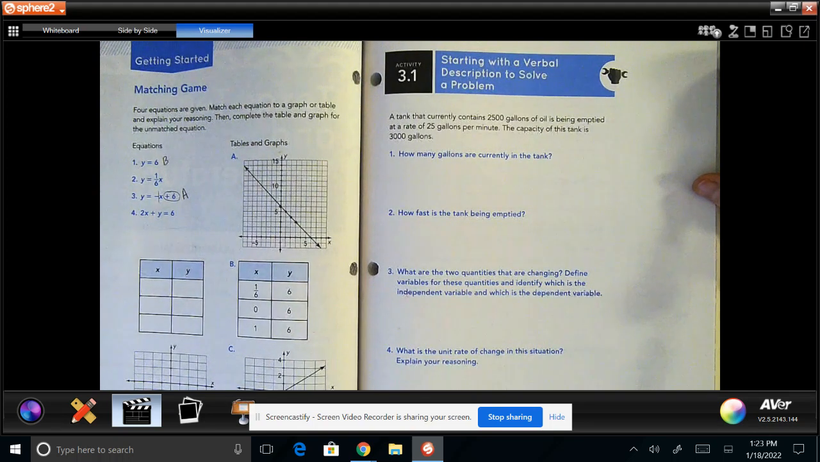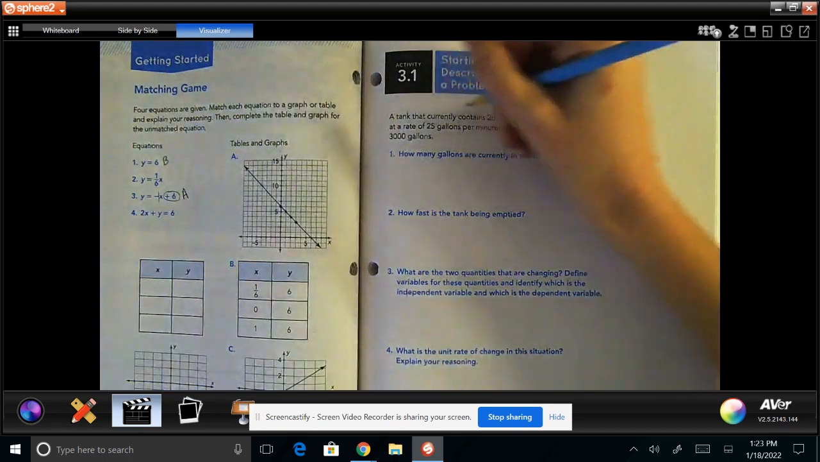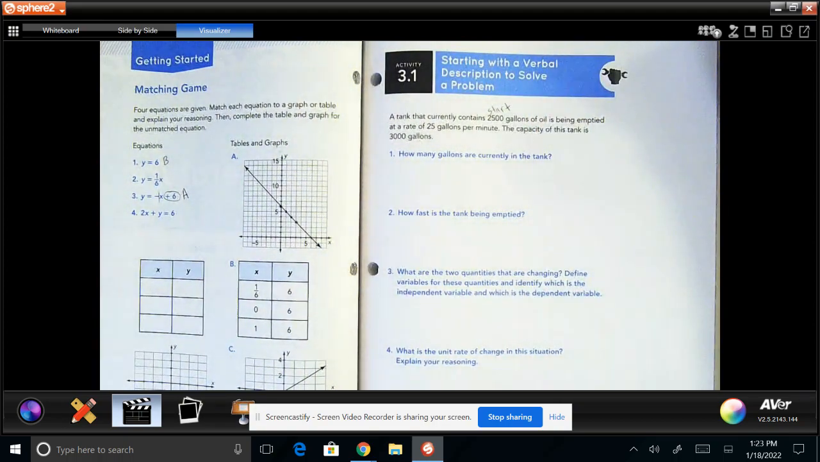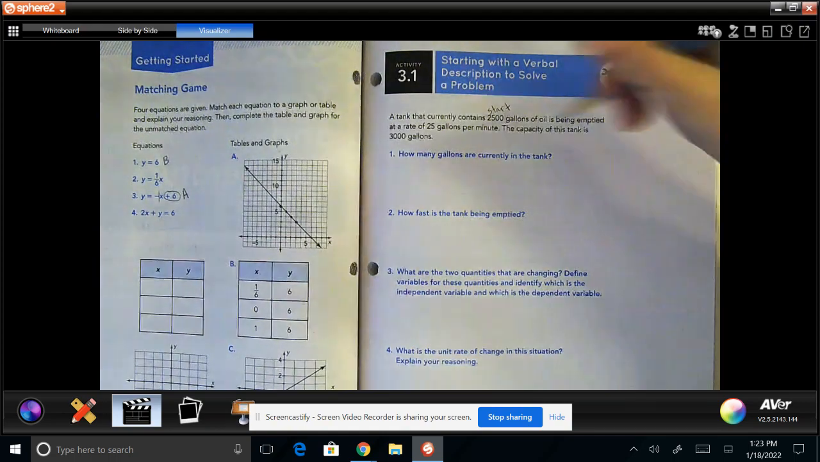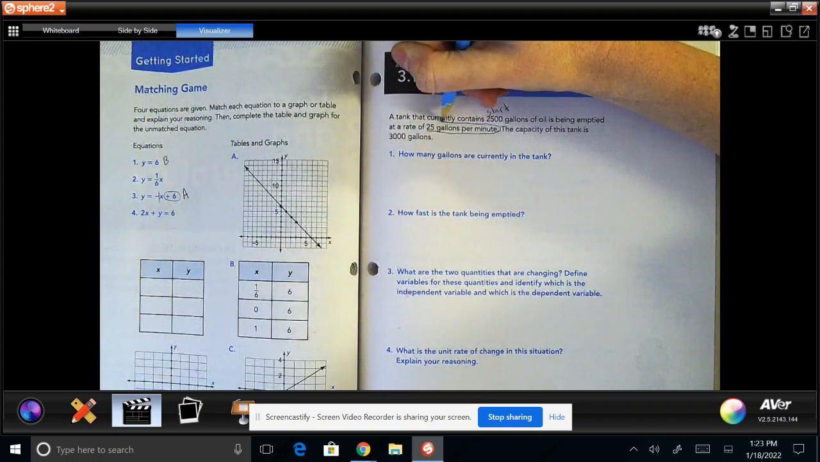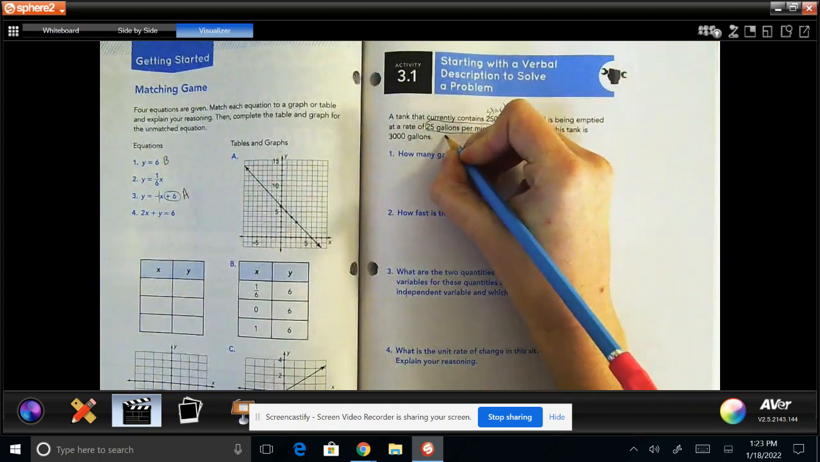So let's think about this. Before I start answering any of my questions, the tank, which is just a vessel, like a bucket, currently contains 2,500 gallons of oil. So that's where we're at right now. That's where we're starting. So that's going to be my starting. And it empties at a rate of 25 gallons per minute. 25 gallons per minute, that's my rate of change.